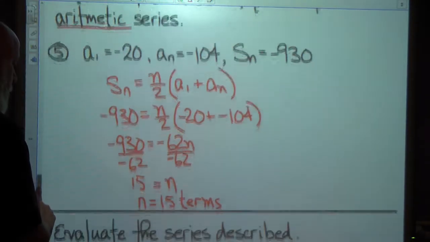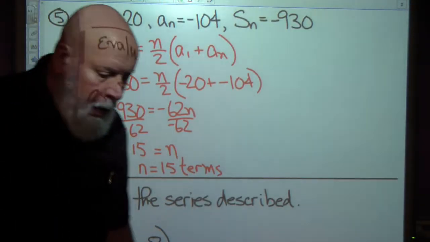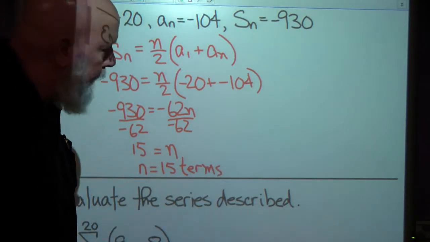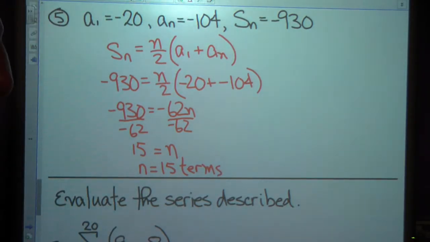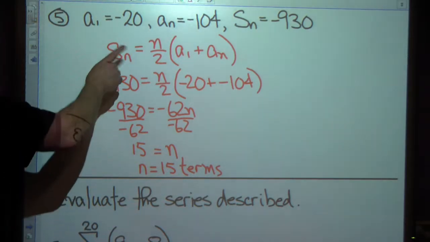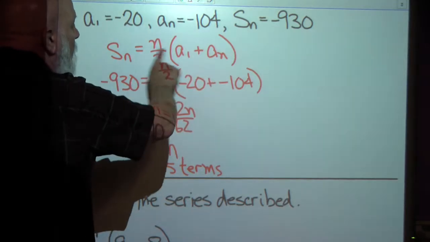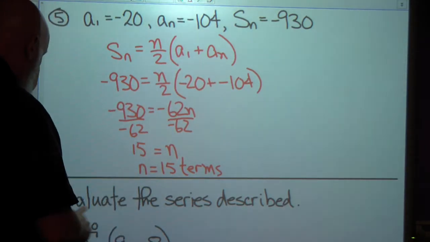Scroll that a little bit so you can see that. And let's see if I've gotten it right. Yay! Alrighty. So that's how we find the number of terms in the sequence. You just plug in everything that you do know and solve for the one you don't know.